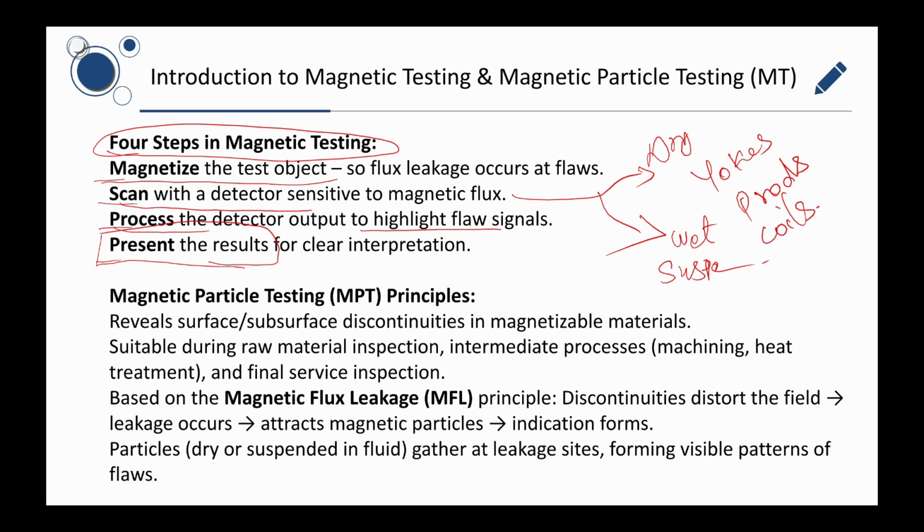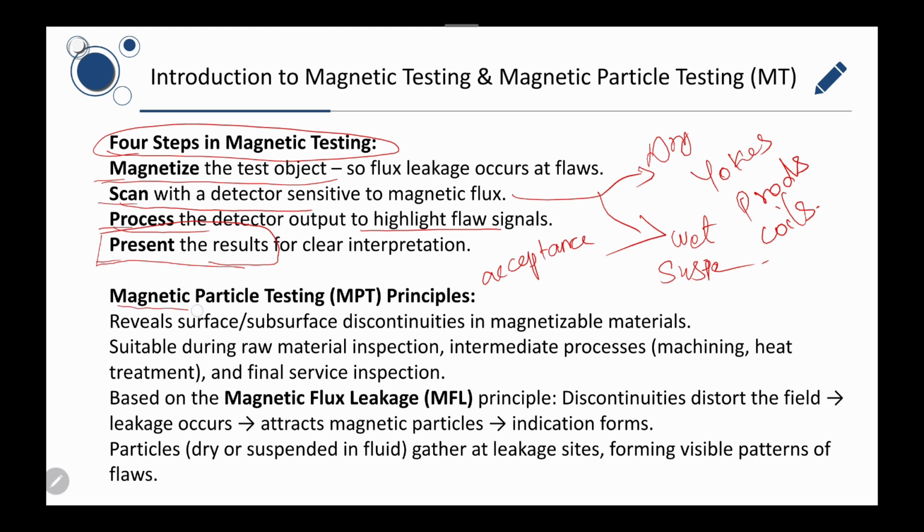Record the size, location and orientation of discontinuities. Compare the indication with acceptance criteria from codes or standards. Clear presentation ensures that engineers can make decisions about repair, replacement or continued use of the part. It's based on acceptance criteria. It will be accepted or rejected.